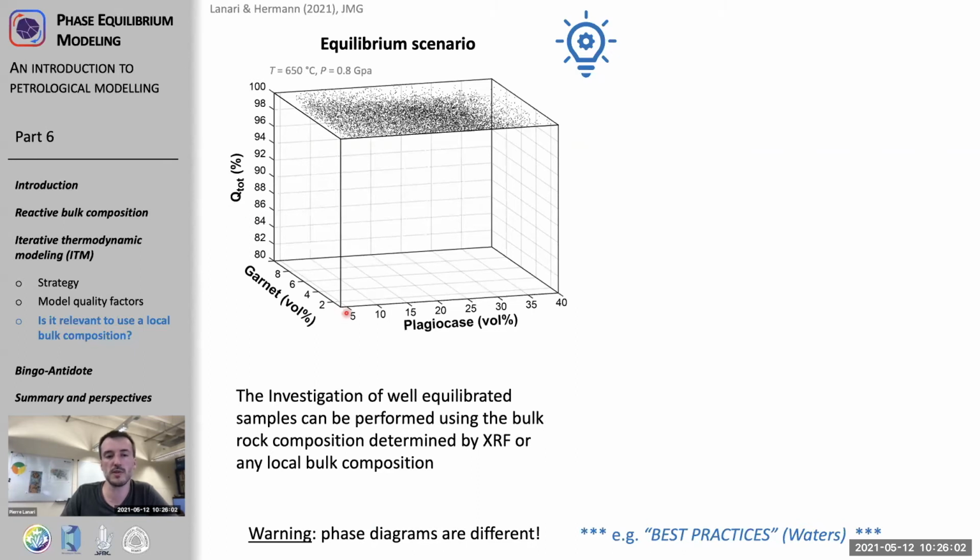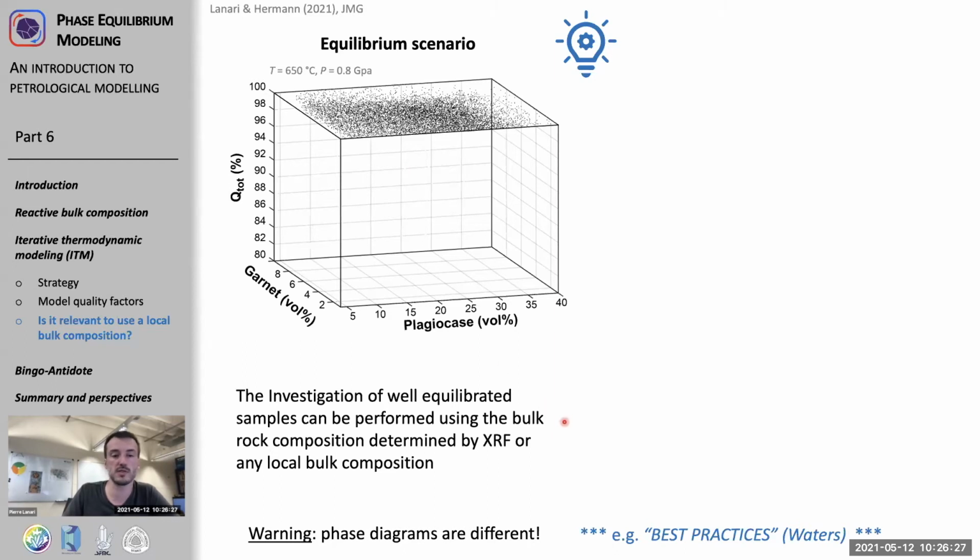And I'm showing you the result in the space where we have the amount of plagioclase that we use to calculate the local bulk composition versus the amount of garnet. And the third dimension is the Q total. And as you can see here, for every simulation, we always obtain a value of Q total that is 100%, which means that the model will always perfectly match the observation, whatever the domain that you investigate.